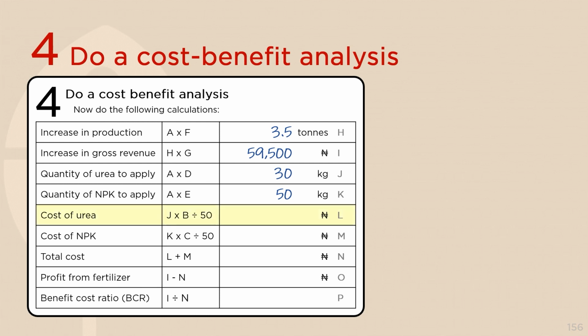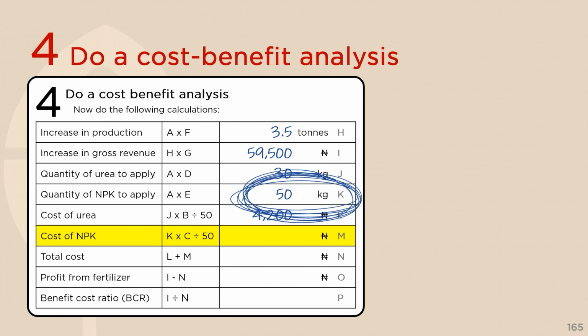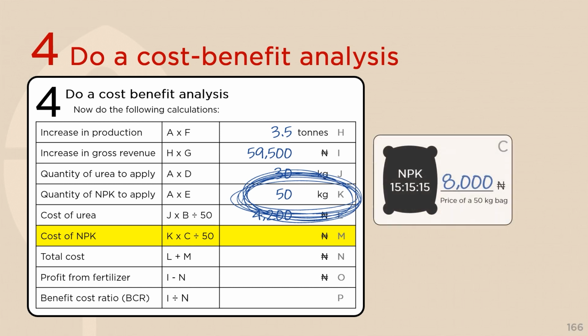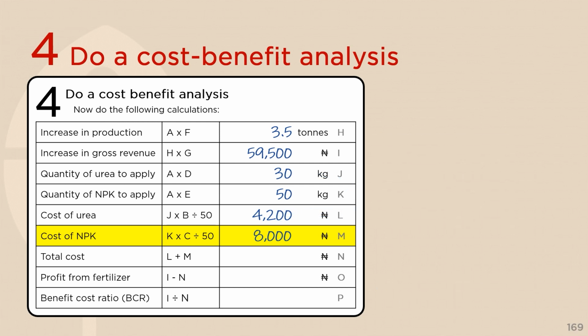We will now calculate the cost of NPK. To do so, we need to multiply values J and B and divide by 50. Value J is the amount of NPK to apply, which we calculated earlier. Box B contains the price of a bag of NPK 15-15-15. In our example, this was 8,000 naira. We now multiply 50 times 8,000 and divide by 50. This equals 8,000. So the cost of NPK fertilizer is 8,000 naira. Let's move on.